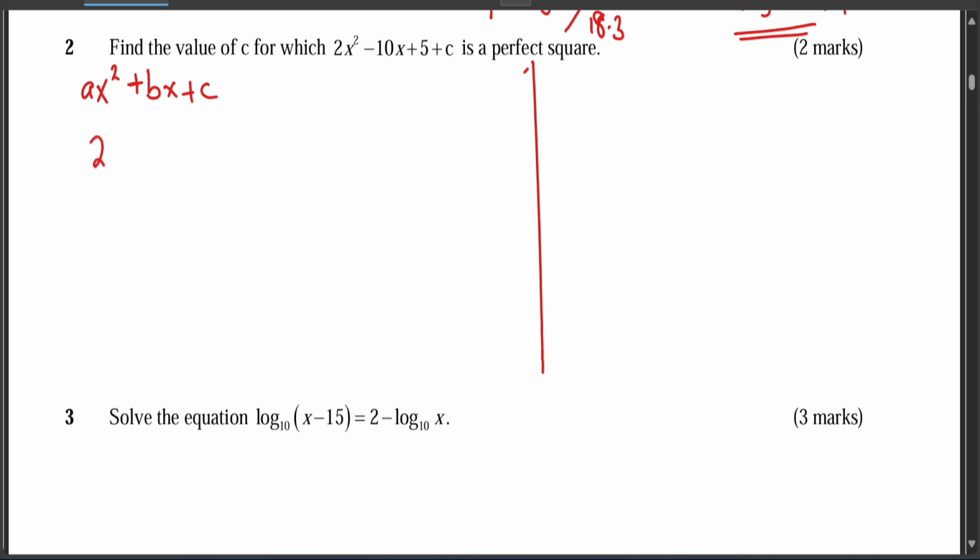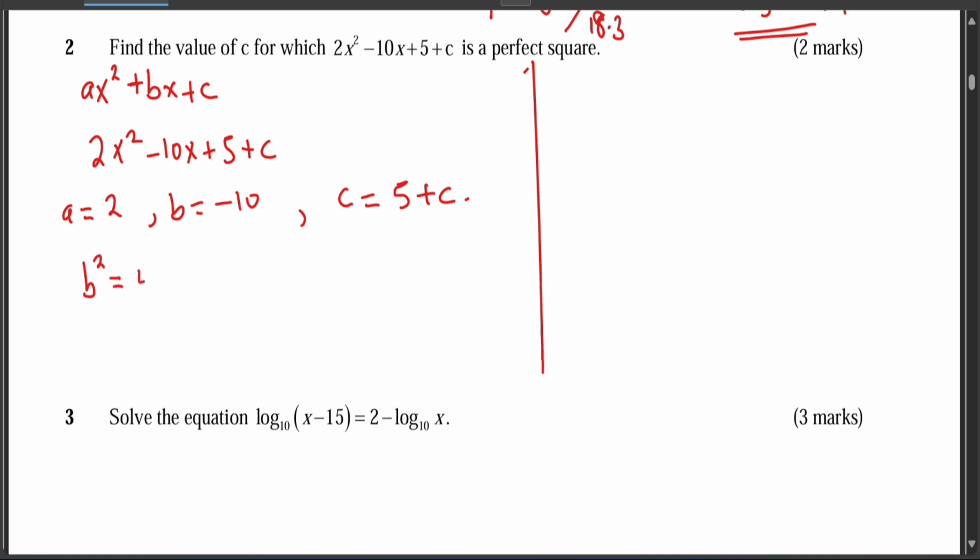Now if you write 2x squared minus 10x plus 5 plus c, you need to ask yourself, what is your a, what is your b, what is your c? For this case, our a is 2, our b is negative 10, and our c is not c, but instead it should be 5 plus c. So we use this formula for a perfect square: b squared equal to 4ac.